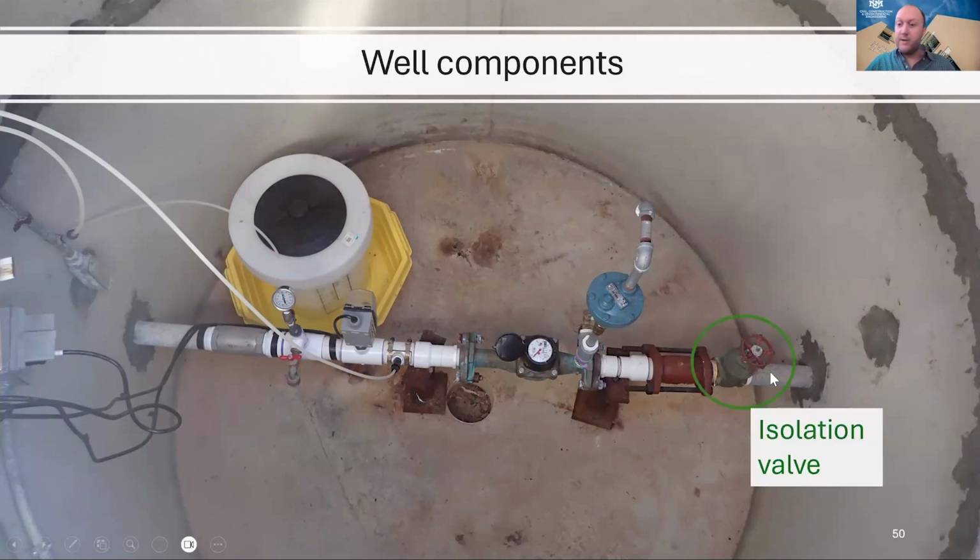And then the last thing in this photo is the isolation valve. So it's of course important to be able to isolate this well from the rest of the distribution system for maintenance, or if this is ever taken offline or anything like that.